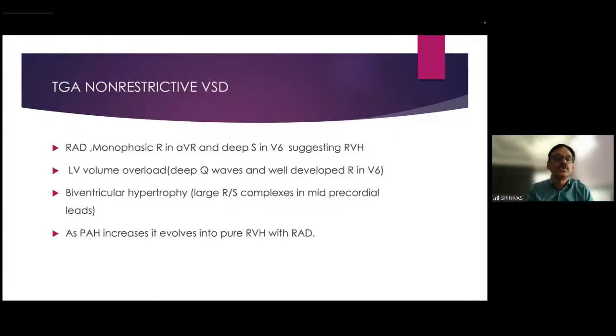And then we'll go to transposition of the great arteries with a non-restrictive VSD. Again, the ECG will simply resemble the ECG of a VSD. So right axis deviation will be there, or inferior axis. LV volume overload with deep Q waves and well-developed R in V6, and biventricular hypertrophy, with large RS complexes in the mid-precordial leads will be there. And as PAH increases and Eisenmenger develops, it evolves into pure right ventricular hypertrophy with right axis deviation.